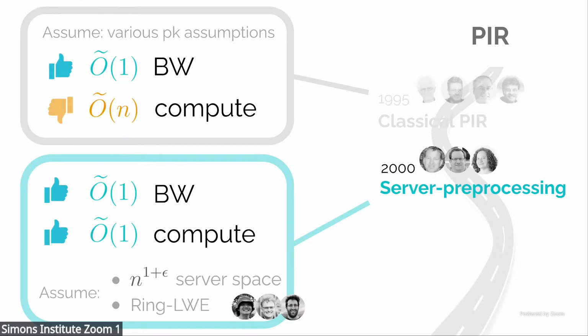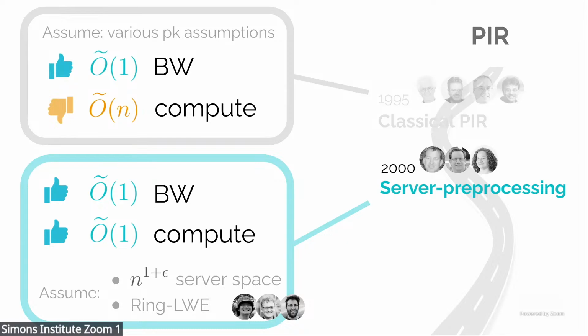Beimel, Ishai, and Malkin introduced a new model. It's called the server preprocessing model. And there has also been a line of work on the server preprocessing model. The latest result is by Lin, Mook, and Wichs. It's a groundbreaking paper that won the STOC Best Paper Award. And they show that, assuming Ring LWE, you can get essentially polylog bandwidth and polylog computation per query, but assuming the server is going to consume n to the 1 plus epsilon space.